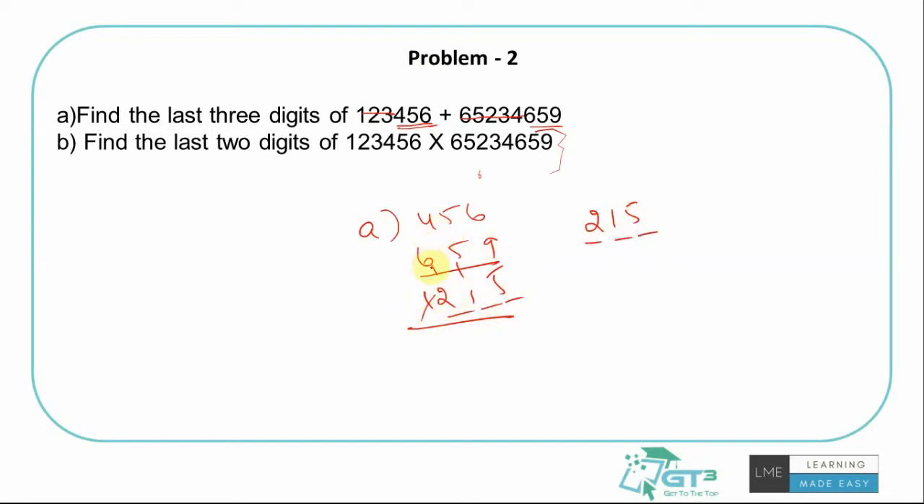Sorry, I've made a mistake. It should be 1. 5 plus 5, 10, plus 1, 11. So 6 plus 4, 10 plus. So the answer is 115.